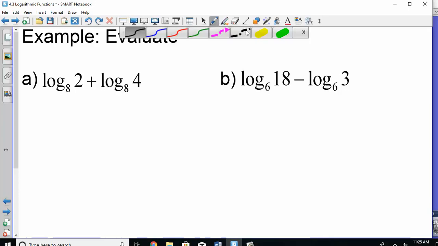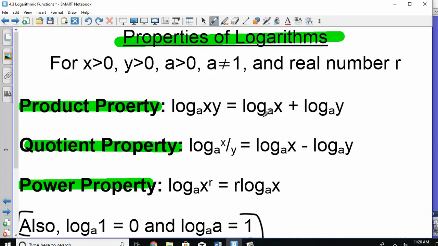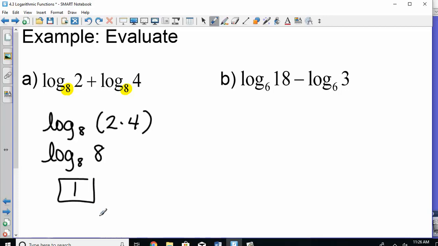The second thing we can do, as long as these bases are the same, we can use our properties of logs to combine them into one log. What turned it into addition? Multiplication. So I can put these together by doing 2 times 4. So that's log base 8 of 8, and 8 to what power equals 8? 1. So these properties can sometimes allow us to evaluate things that are a little more difficult otherwise.